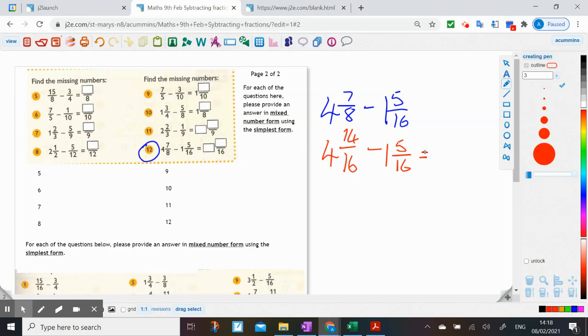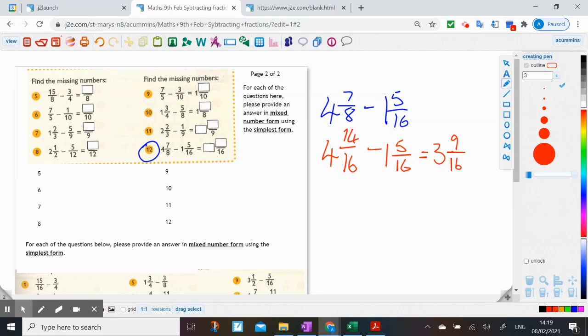So now we subtract our whole numbers. 4 take away 1 is 3. And 14 take away 5, remember, we're saying 16ths, 14 take away 5 is 9. Let's check if they can be simplified. Can anyone think of any times tables that they are both in? Well, they're not both even, so they're not in the 2s. 9 is in the 3s, but 16 isn't. 16 is in the 4s, but 9 isn't. Neither are in the 5s. Looks like we have to stop there. So that is as simple as that fraction gets.